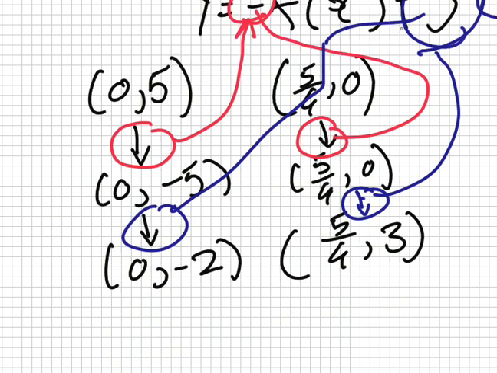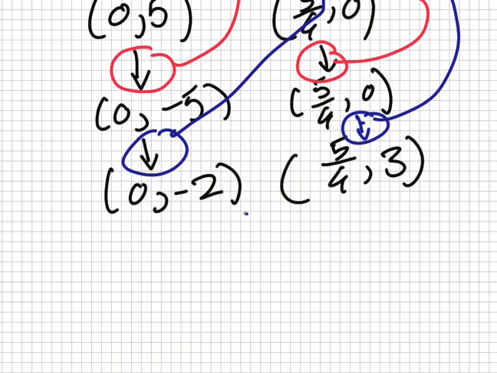So the graph I get now should look like this. 0, minus 2, and then 5 over 4 and 3, which will be like there. And now it's upside down. So it should look like this now instead.